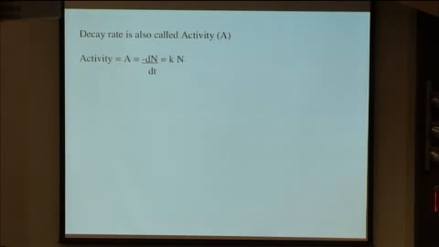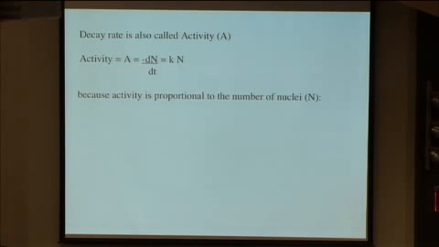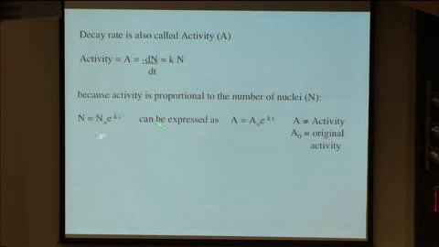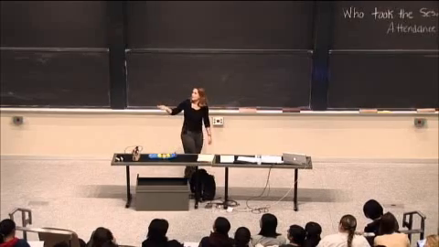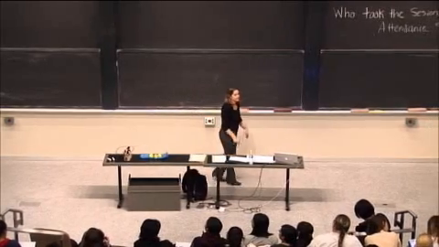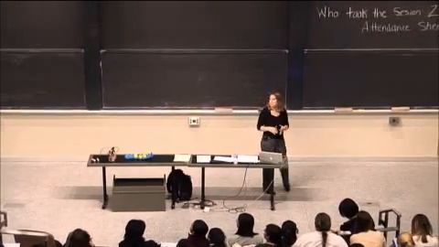People will often talk about the activity of particular radioactive compounds. Because activity is proportional to the number of nuclei, you can also write this expression either as the number of nuclei equal to the original number of nuclei, e to the minus kt, or in terms of activity: the activity at some time is equal to the original activity, e to the minus kt. So all of these equations can be rewritten in this way.